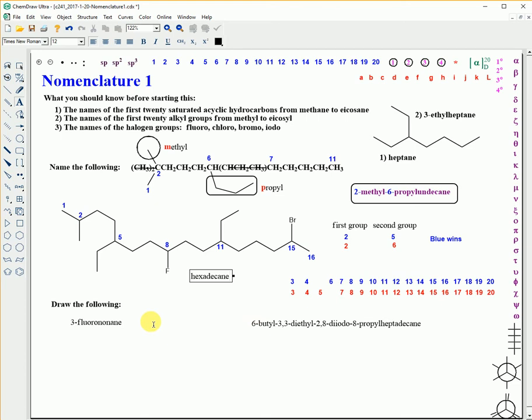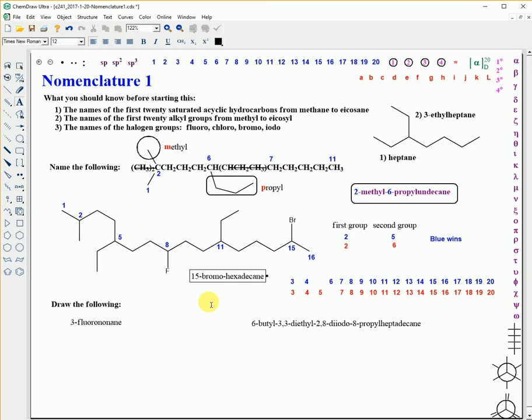Groups. I will go alphabetically. Bromo before ethyl, that's B before E. There are two ethyls. We'll deal with that in a second. Then fluoro is listed next, and methyl last. Once again, on carbon 15, there is a bromo.